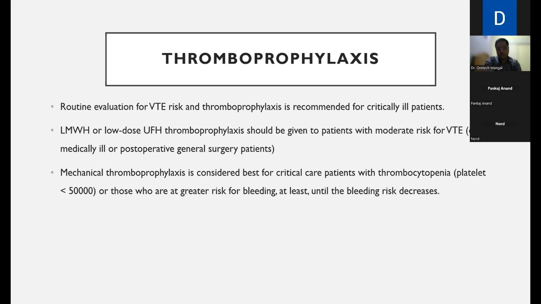Now coming on to thromboprophylaxis. Routine evaluation for venous thromboembolism risk and thromboprophylaxis is recommended for all critically ill patients, be it medically ill patients or post-operative patients. Mechanical thromboprophylaxis is considered best when patients have thrombocytopenia or a greater risk of bleeding. So this has to be assessed.